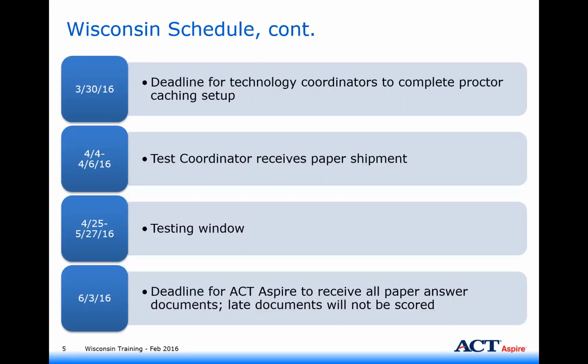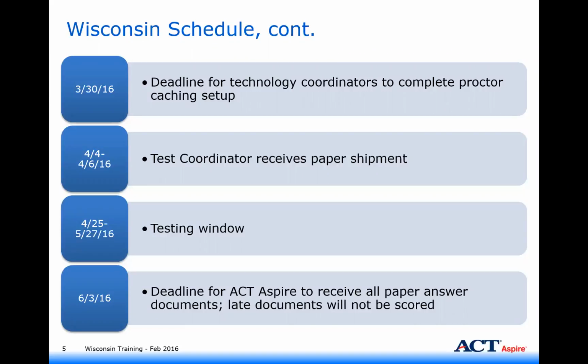From March 4th through March 6th, this is when test coordinators will receive their paper shipments for those students who, again, needed the large print, Braille, or American Sign Language materials. And then April 25th through May 27th will be your testing window.